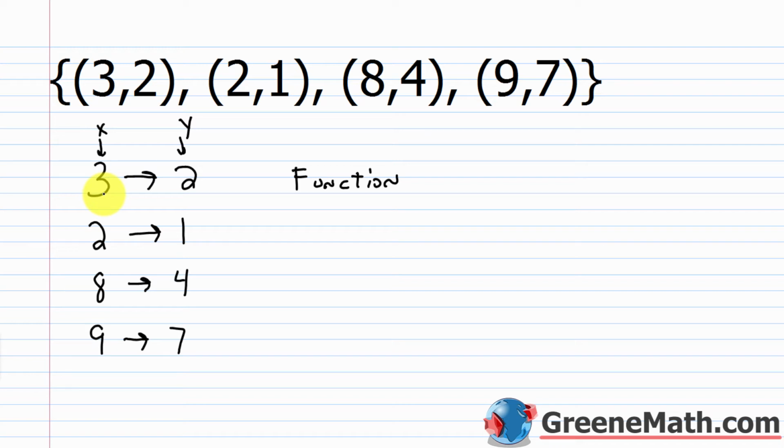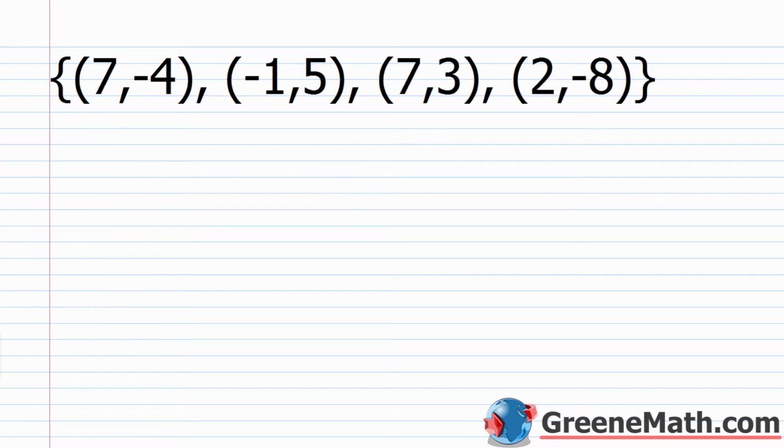Okay? And I know that doesn't really make a lot of sense when you first hear it or see it, but let me show you an example of something that's not a function. So maybe you'll see it that way. So this is an example of a relation that is not a function. You've got a set of ordered pairs, but the problem is, your ordered pairs are (7, -4), (-1, 5), (7, 3), and (2, -8).